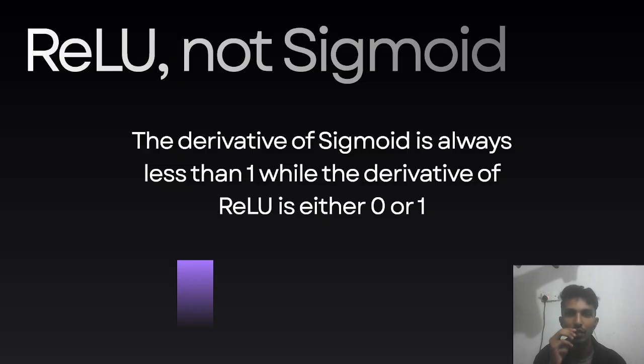The key reason for this lies in the activation function. The derivative of the sigmoid activation function is always less than 1. So for this reason, the gradients keep shrinking when they pass through the layers of the network, while the derivative of ReLU is either 0 or 1.